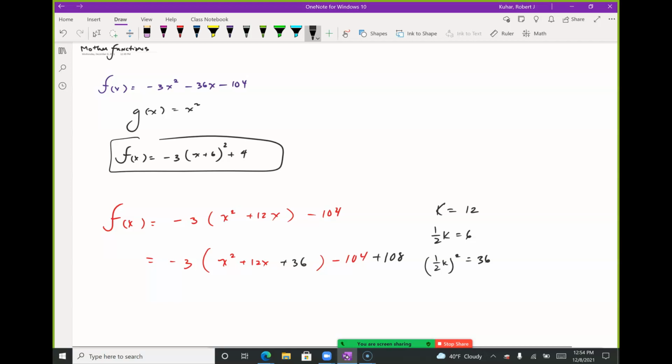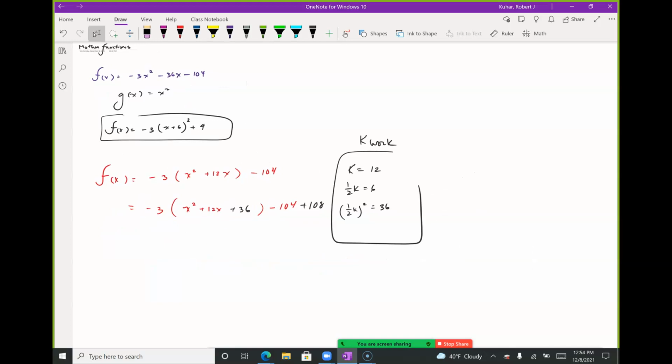What? Where did 108 come from? 36 times. Exactly. Negative 3 times the 36 is negative 108. I want to make sure I cancel that, right? I can't just add negative 108 to something and keep equality. So I have to add that negative 108 and cancel the 108.